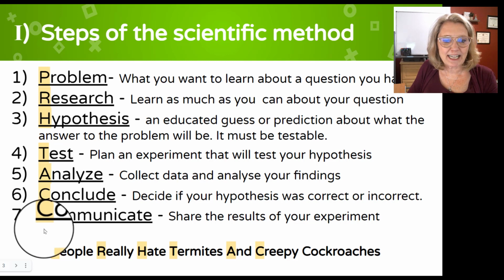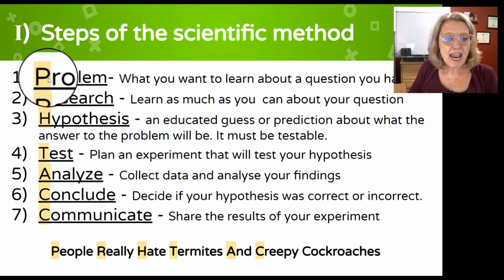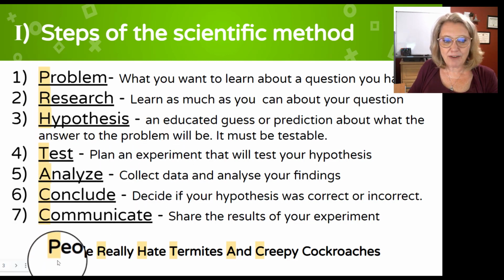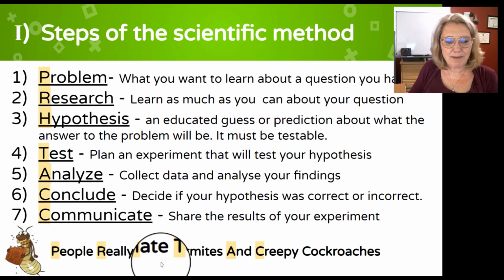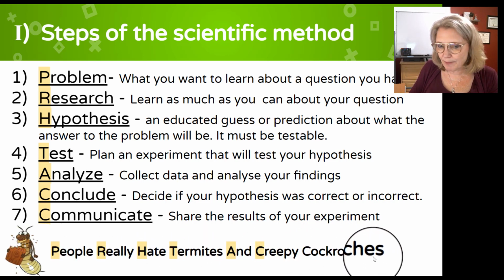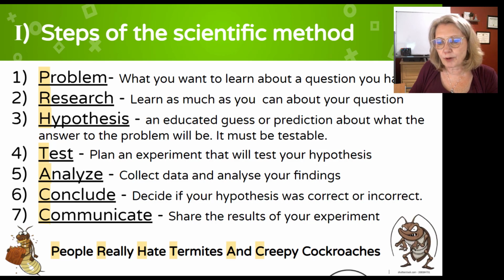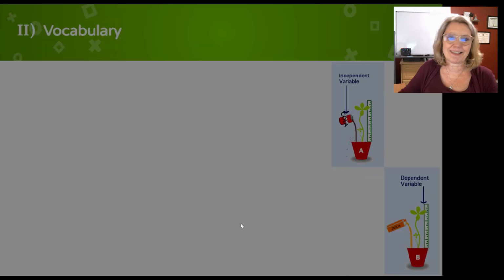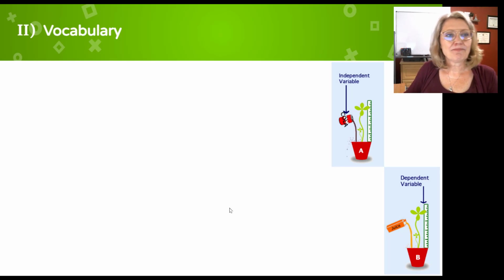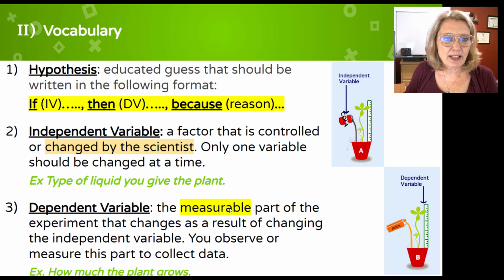So I've highlighted each of the beginnings of each of these. And so P for problem. Here we start. People really hate termites and creepy cockroaches. There we go. Yummy, yummy cockroaches, termites. All right, so we have some vocabulary here.